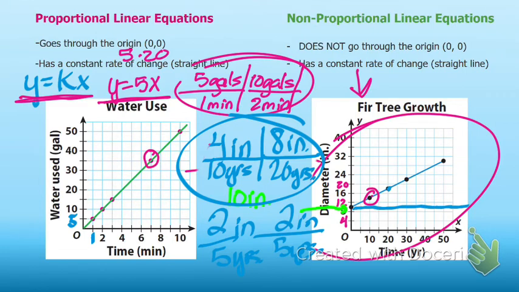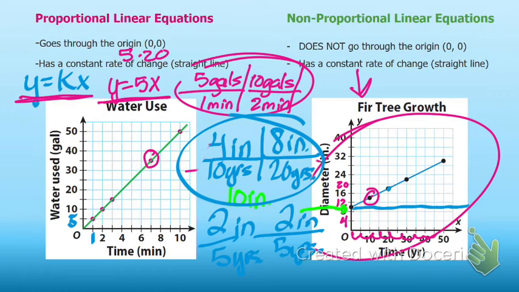Now, yes, you could divide that, but if I wanted to keep graphing it, it's way easier to leave it written as 2 inches every 5 years, because look at what the graph is counting by. It's counting by 5s, right? So you want to leave it like that.